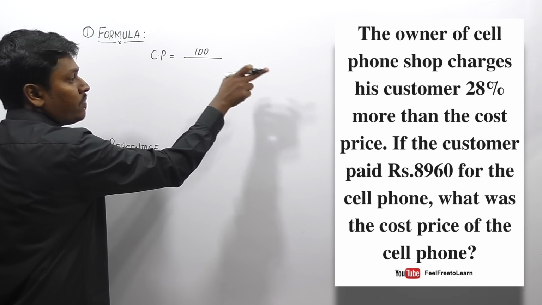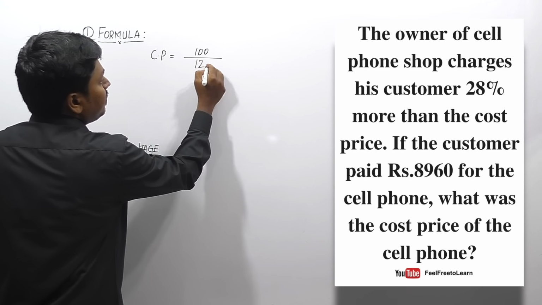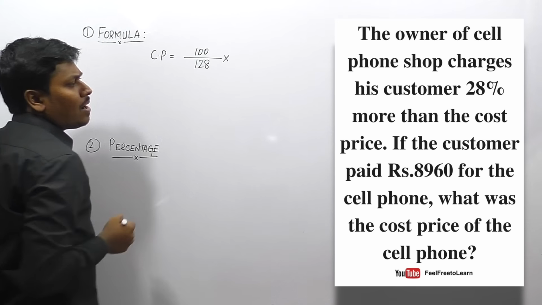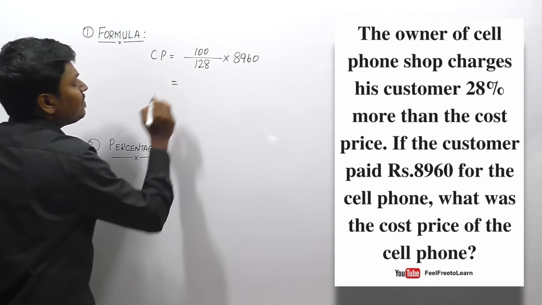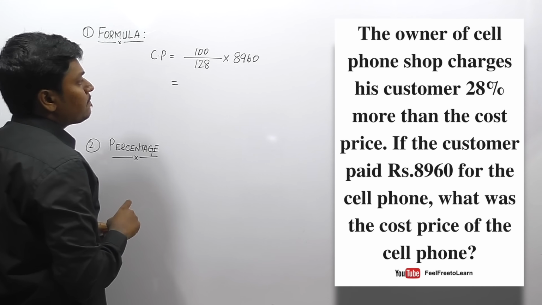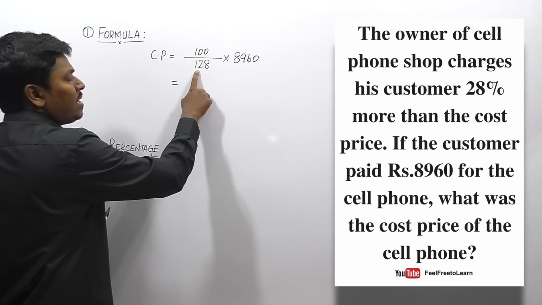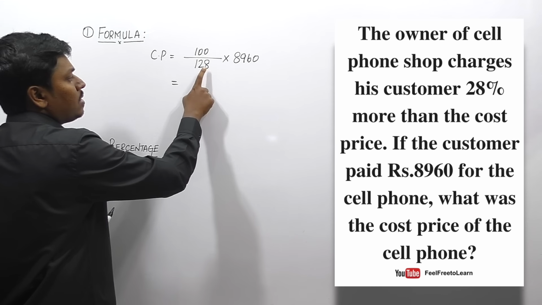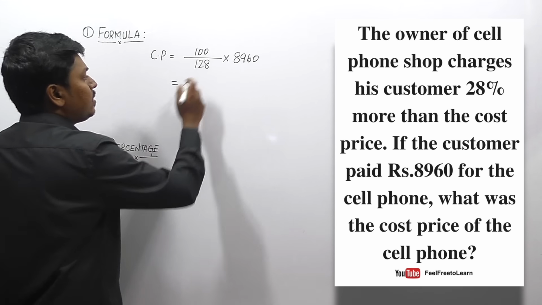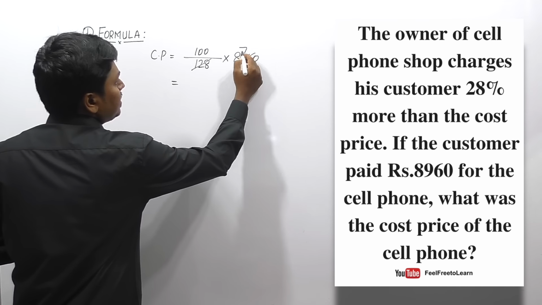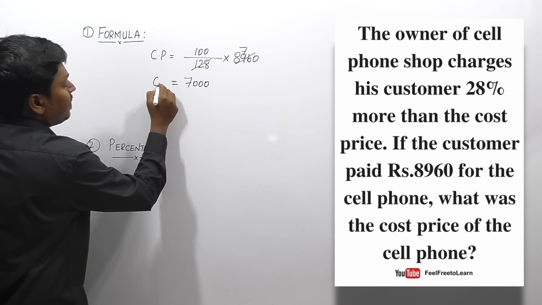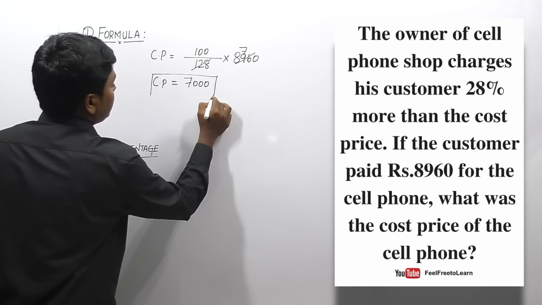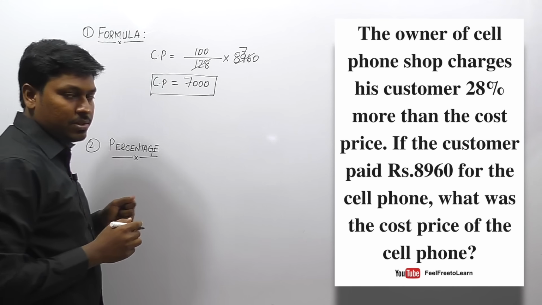So 100 plus profit will be 128, so the denominator will be 128, into the selling price of the mobile phone, which is 8960. So friends, when we cross-cancel this, 128 into 7, because 8 7s are 56, so we can say 128 into 7 is 70. So 70 into 100 will be 7,000. So finally we can say that the cost price of the mobile phone will be 7,000.